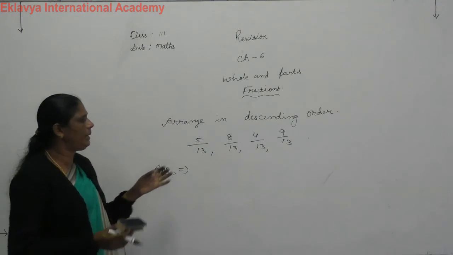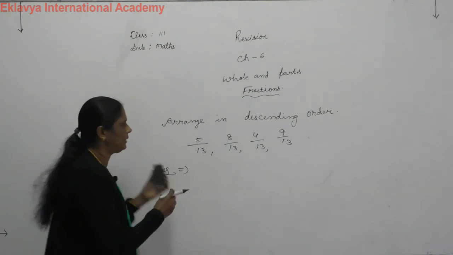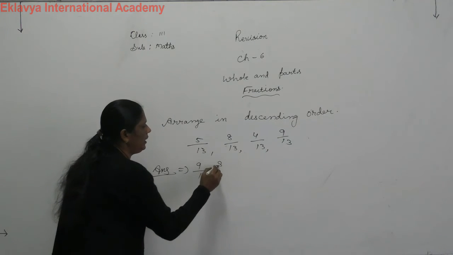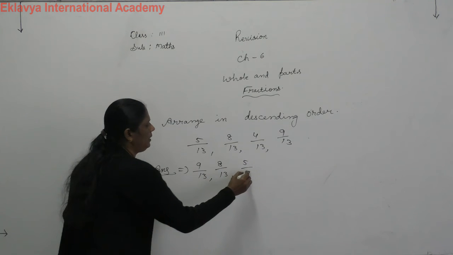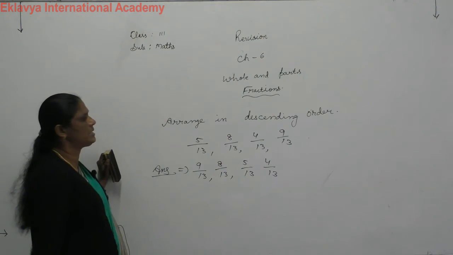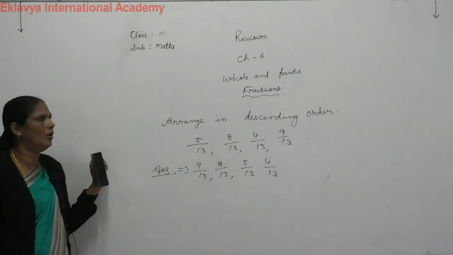Which is the bigger fraction? 9 by 13. Then 8 by 13. Then 5 by 13. Then 4 by 13. This is the descending order.